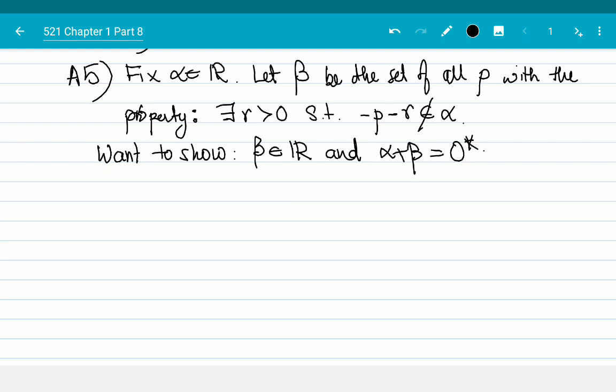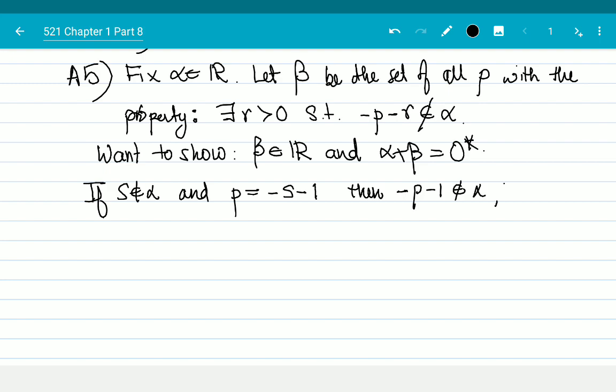So, if S does not belong to alpha, and P is equal to negative S minus 1, then minus P minus 1 does not belong to alpha. Okay? And hence, P belongs to beta. Okay?